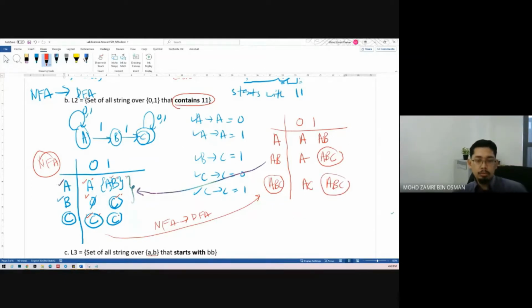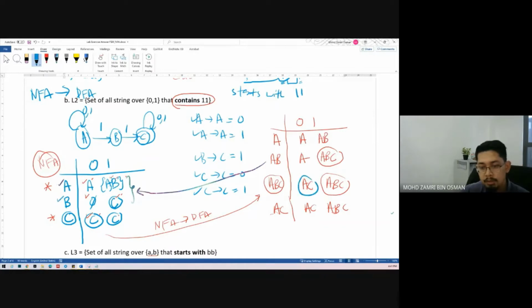All right. Since we have a new state here, which is AC, we don't analyze it yet. So we put it here, AC, and then we want to map in this table A and also C. So we have A, C, and also AC for this one is ABC, so ABC.